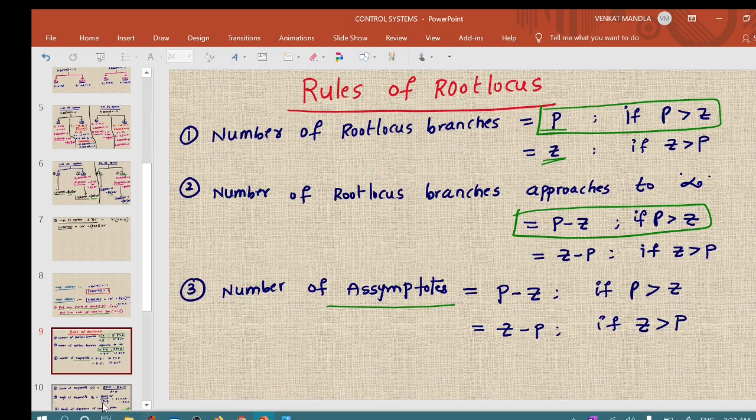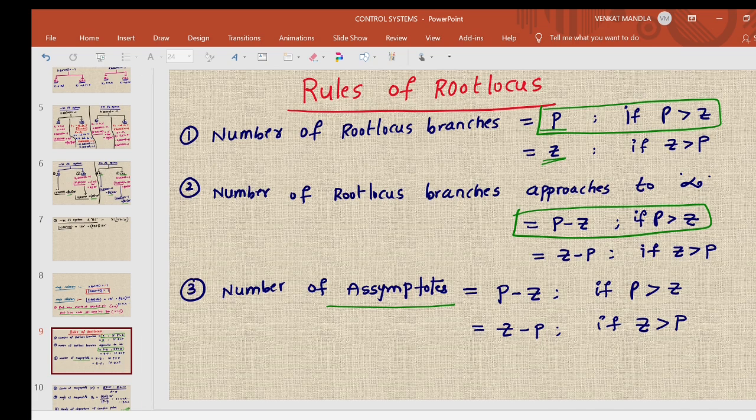The number of root locus branches equals P if P greater than Z, or the number of root locus branches equals Z if Z greater than P. Where P and Z are the number of open loop poles and the number of open loop zeros. And the number of root locus branches approaching infinity equals P minus Z if P greater than Z, or Z minus P if Z greater than P. The number of asymptotes equals P minus Z. Both are the same. So these are the number of root locus branches that approach infinity.